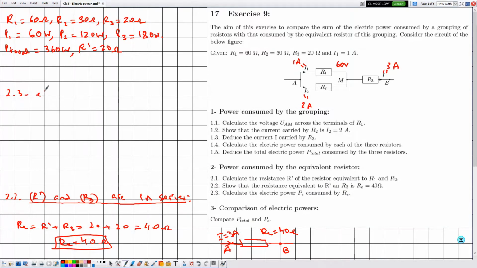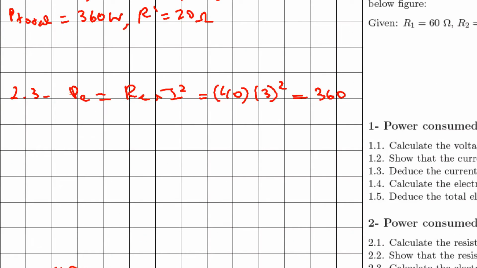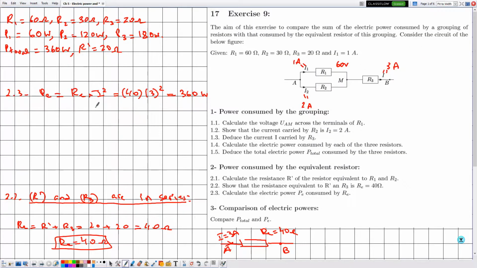So, directly, PE is equal to RE multiplied by I square. The value of RE is 40 multiplied by 3 to the power 2. Plugging this into the calculator, the value of PE is 360. Since everything previously is expressed in the SI, the value of PE will be in the SI unit, which is watts.